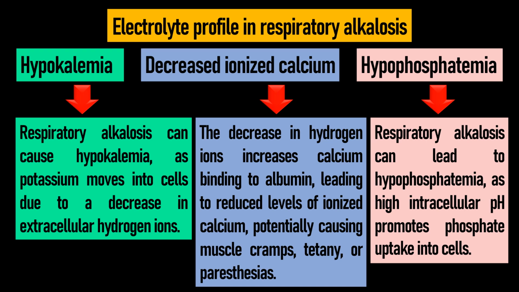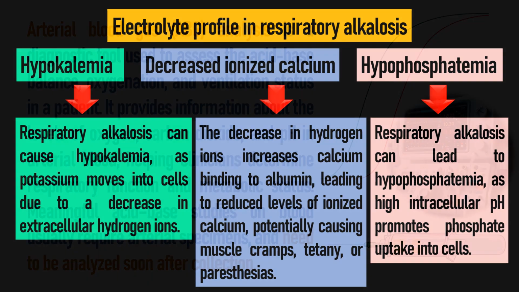As in metabolic alkalosis, respiratory alkalosis can cause hypokalemia, as potassium moves into cells due to a decrease in extracellular hydrogen ions. Calcium disturbances are due to similar reasons as mentioned previously while discussing metabolic alkalosis. Phosphate disturbances may occur. Respiratory alkalosis can lead to hyperphosphatemia, as high intracellular pH promotes phosphate uptake into cells, thereby decreasing the extracellular phosphate concentration.